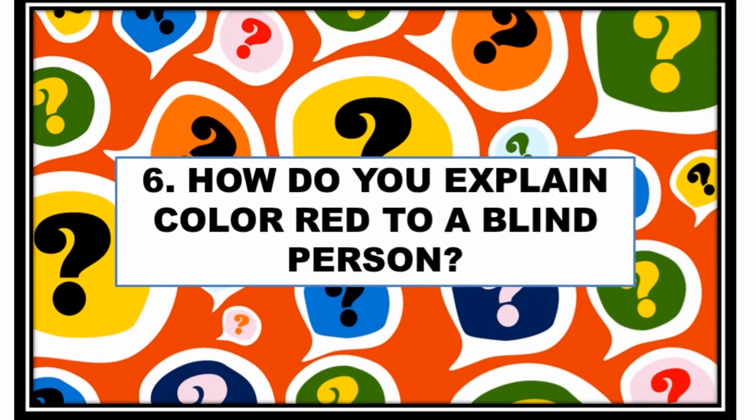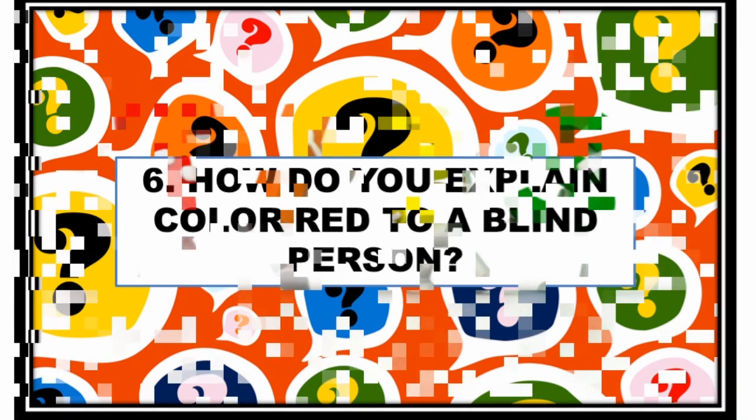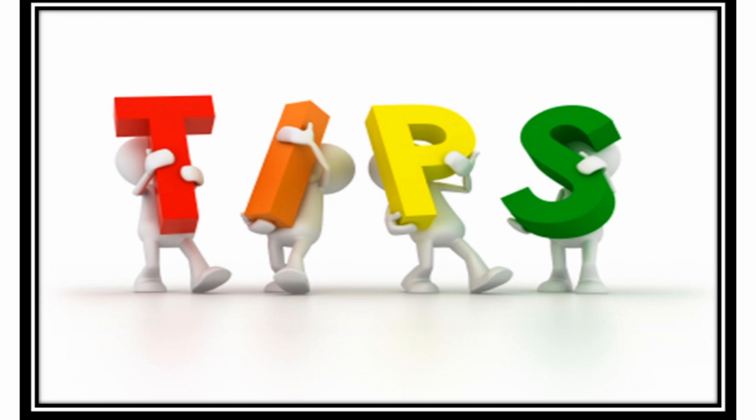Question number 6 is, how do you explain the color red to a blind person? I believe I already created a video about this before, but I'll go ahead and answer this one more time. This is going to be an out-of-the-box question. The questions he gave me are a combination of out-of-the-box questions, behavioral questions, as well as the usual interview question and answer part. So I'll give you tips on how we can nail this question.